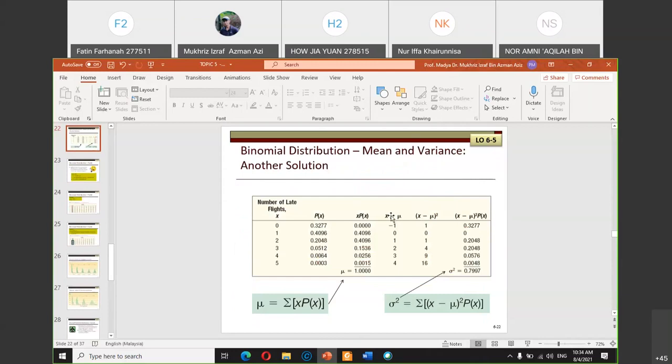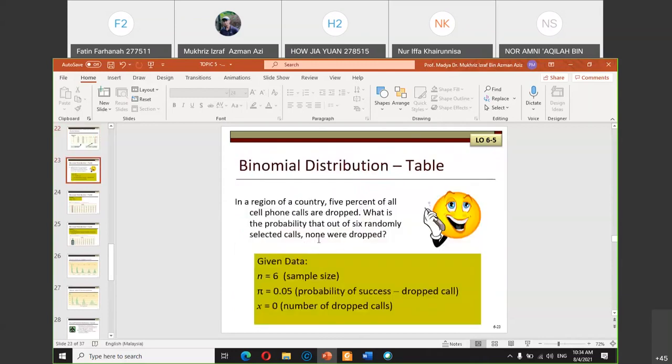So now, another example here. n is equal to 6, pi is 0.05, and x is equal to 0. Basically the case is 5% of all phone calls are dropped. 5% means 0.05. As I mentioned, it can be in terms of proportion or in terms of percentage. So here the value of pi is 0.05 or 5%. And what is the probability that out of 6 randomly selected calls, none will drop?